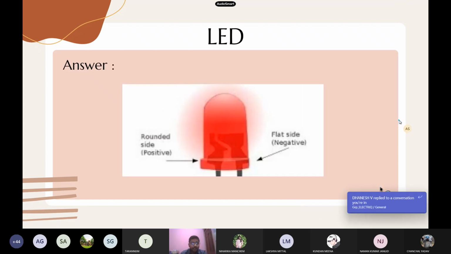Well, the answer is simple. When you see an LED, one side of LED is flat and the other one is rounded. The rounded side represents the positive terminal and the flat side represents the negative terminal. So keep in mind this.